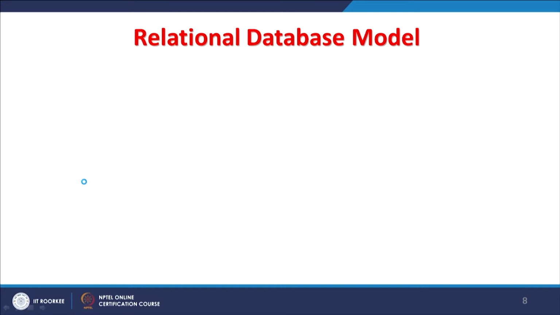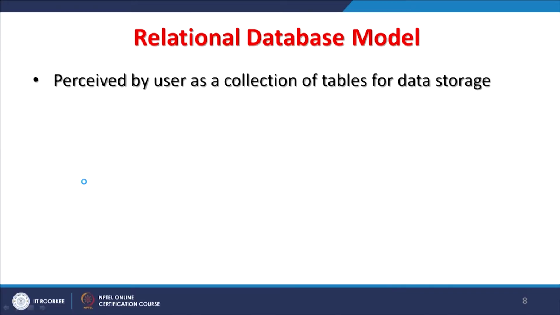Now, the third type of model is the relational database model, which is the most commonly used in GIS, and very useful compared to the other two database models which we have discussed so far. This is basically perceived by users as a collection of tables for data storage. You know that for each spatial object or layer, you have a table or attribute. If you have point data, you have an attribute table. If you have polyline data, you have an attribute table. If you have polygons, the same, you have attribute tables.